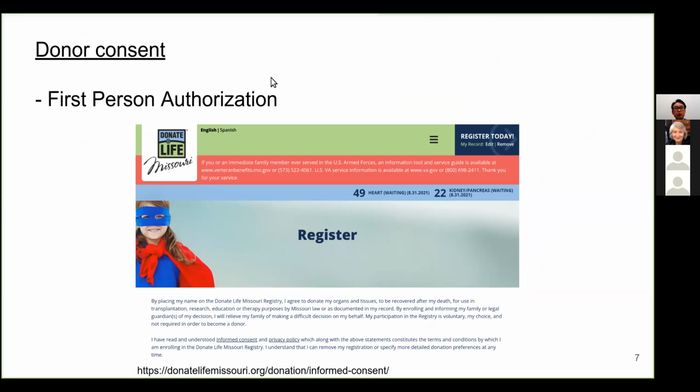So once a potential donor is referred by a hospital to Mid-America Transplant Services for donation, obviously the first step is to obtain consent for organ donation. Many states, including Missouri, have registries where you can sign up beforehand and state your intent to become an organ donor. In Missouri, there's a site here where you can enter your information, and that becomes a centralized registry where you can declare your intent to be an organ and tissue donor.